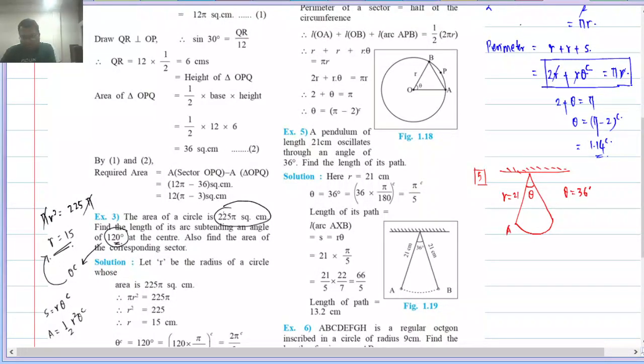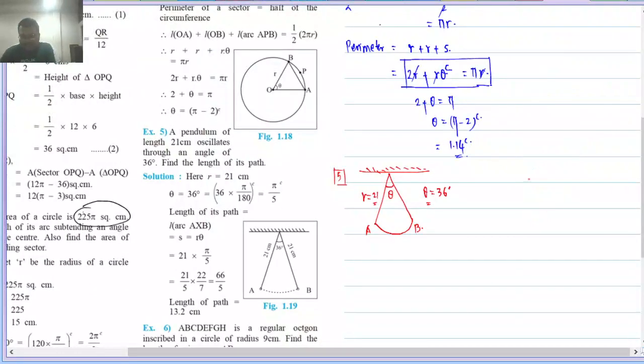To find the length of the path, say from A to B, we have to find the length of the arc where radius is 21 and angle is 36, but we should measure the angle in radians. Pi radians is 180 degrees. 36 degrees is how many radians? Question mark is 36 into pi upon 180. So it is pi by 5 radians.